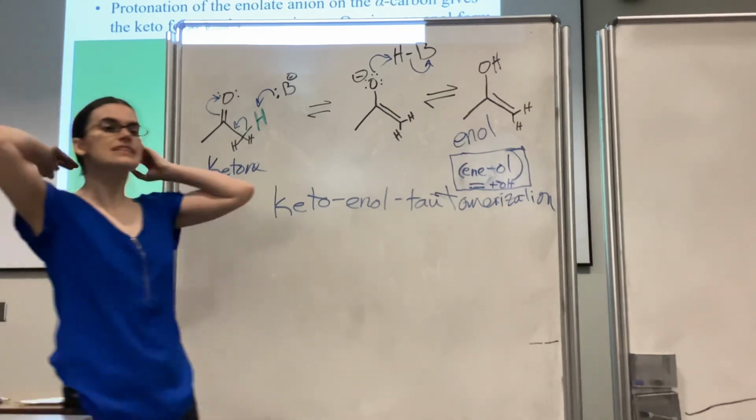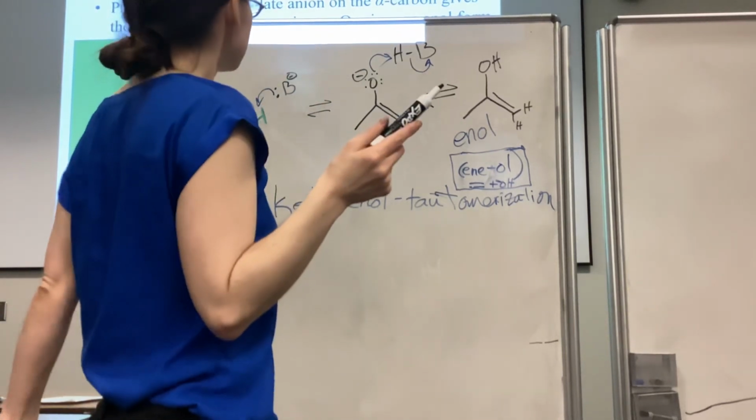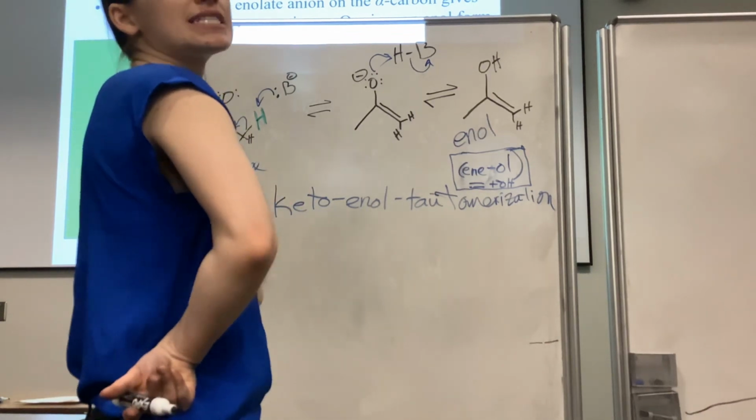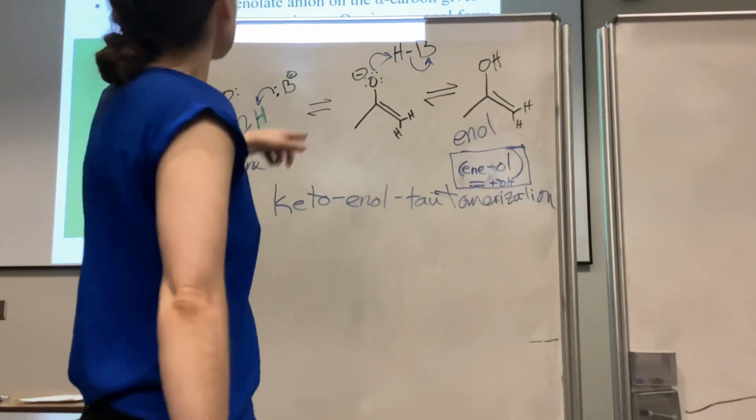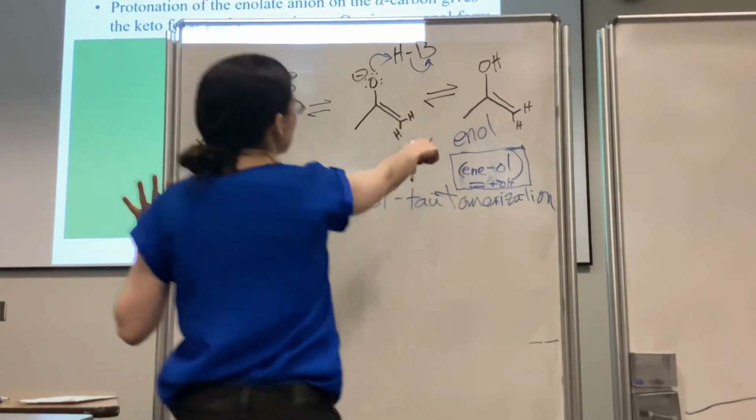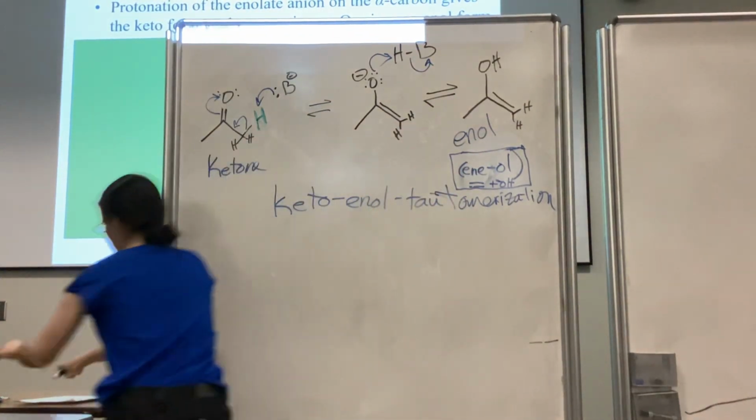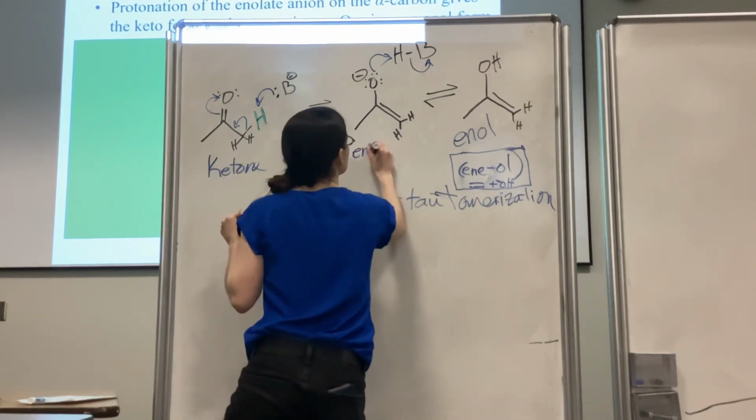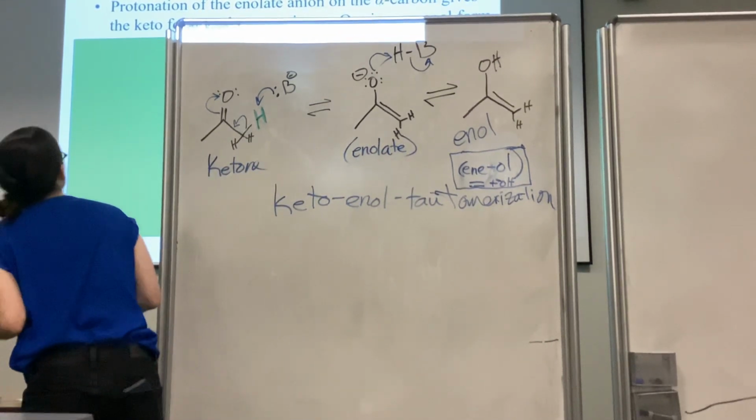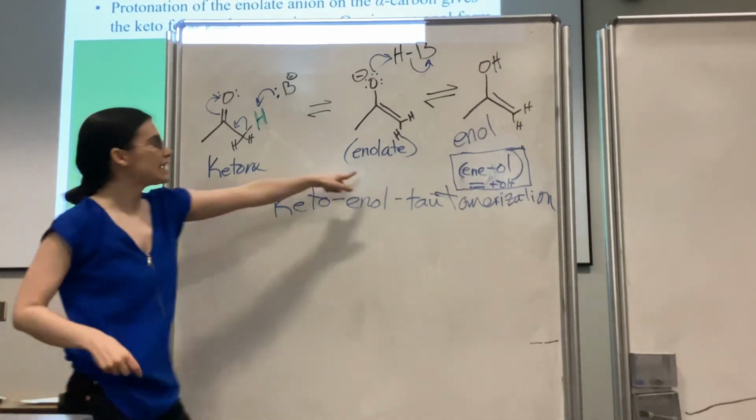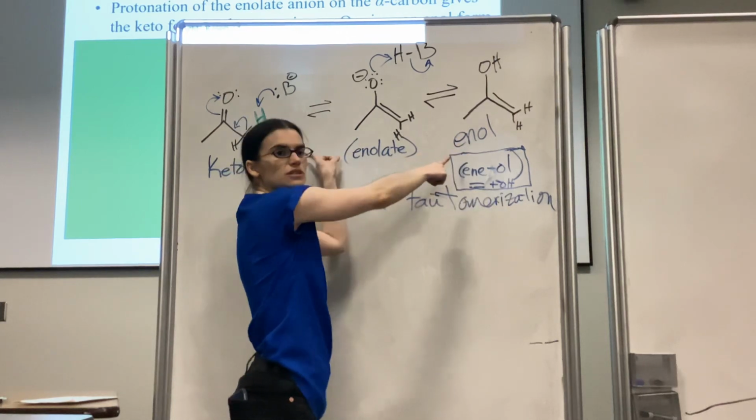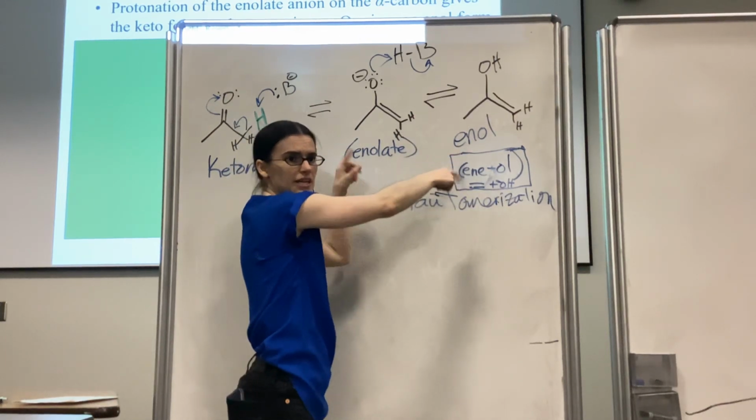Also, isn't that backwards? Because if you protonate the enolate anion, I would have drawn it backwards. So, the slide, yeah. If you protonate the enolate anion, and then this one is the enolate. So protonation of the enolate anion is going to result in either the enol or the ketone, right? It depends on where we protonate it.